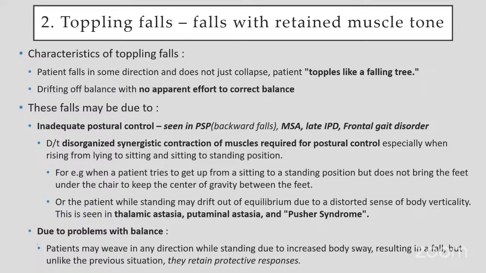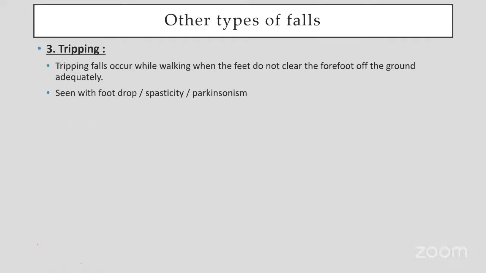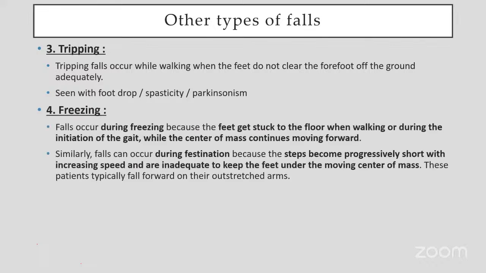I'll move on to other types of falls. The third type is tripping. This occurs when the feet do not clear the ground adequately. This is seen with foot drop, spasticity, or Parkinsonism. Freezing: falls can occur during freezing because the feet get stuck to the floor when walking or during initiation of gait while the center of mass continues to move forward. This can occur during festination because the steps become progressively shorter with increasing speed and are inadequate to keep the feet under the moving center of mass. These patients usually fall forward on their outstretched arms.